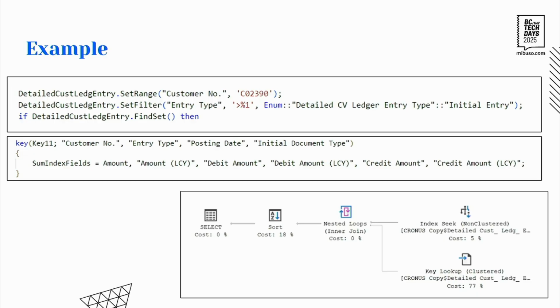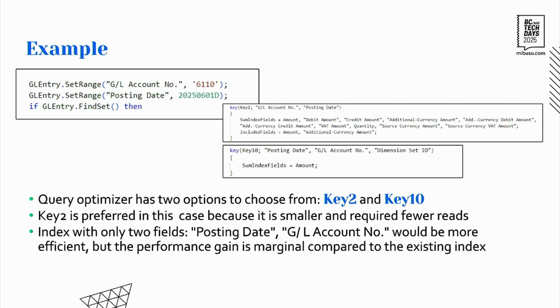The first one, you see, just a very simple one, the simplest possible probably. We set a filter on a detailed customer ledger entry, 2 filters on the customer and the entry type, and we have a suitable key for it, an index on customer number and entry type. And here, yes, this is what we expect this index to be used, and indeed, yeah, it is used. SQL Server runs an index seek on exactly this index to find the data we need.